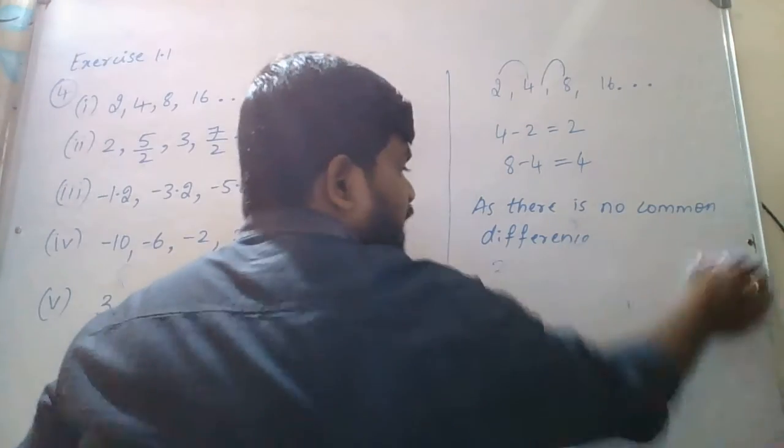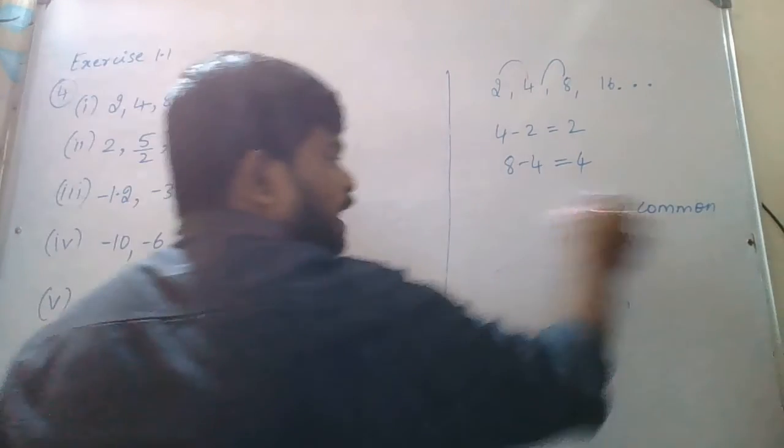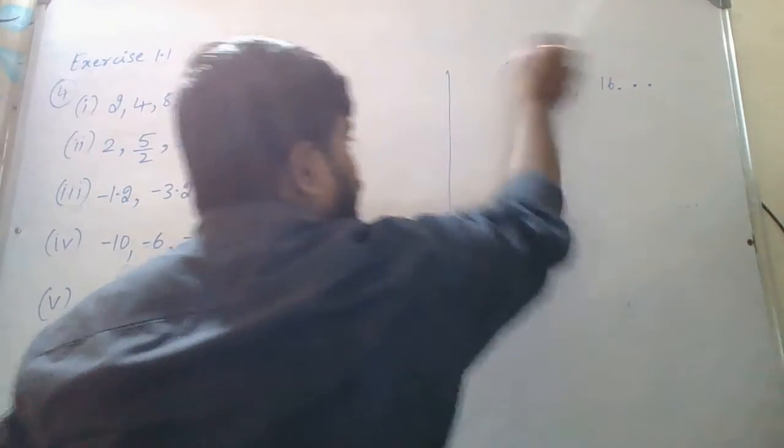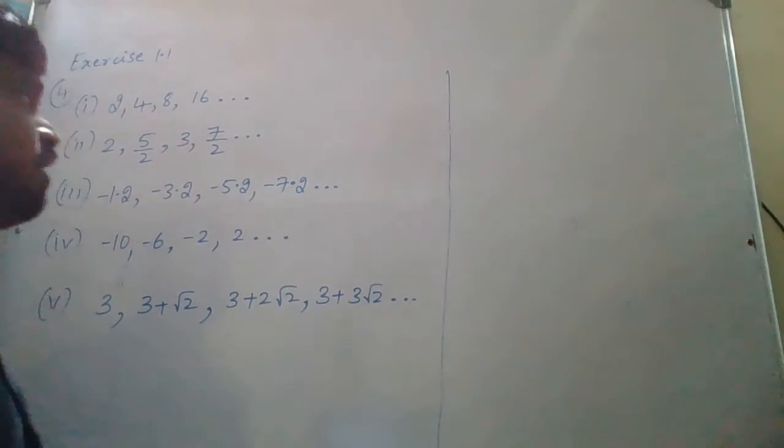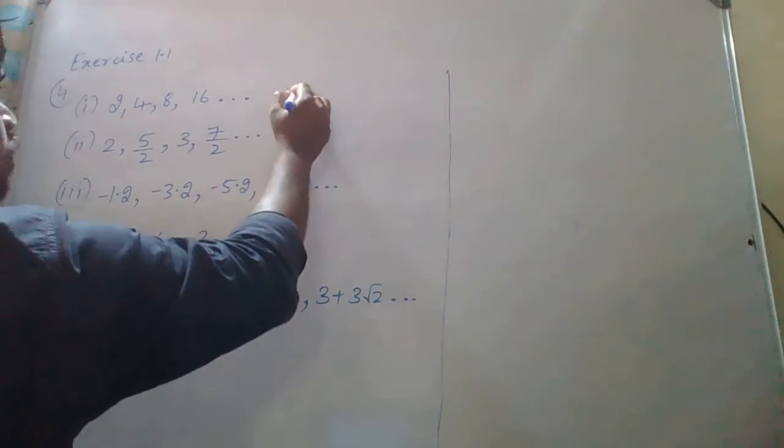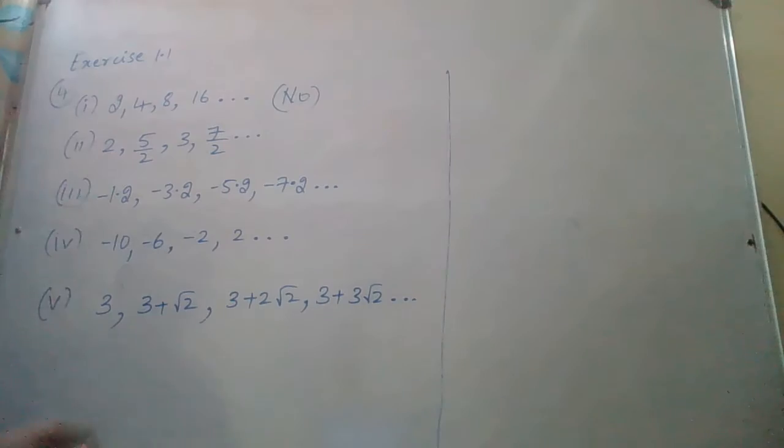Okay. If it is an AP, we have to find the value of A and D. Then we have to find 3 more terms also. But this is not an AP, so let's not worry about it. So this is not an AP. No, it's not an AP. Let's come to the second one.